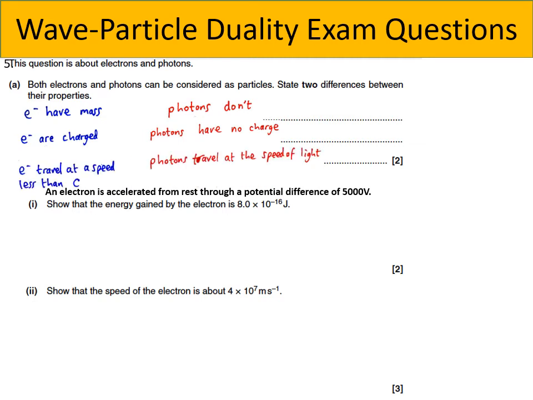And the other one is that the electrons travel at a speed that is less than the speed of light, whereas photons travel at the speed of light. Okay, good. On to part 1.